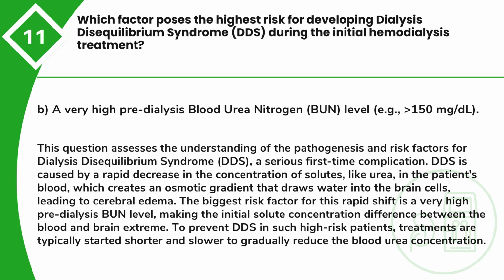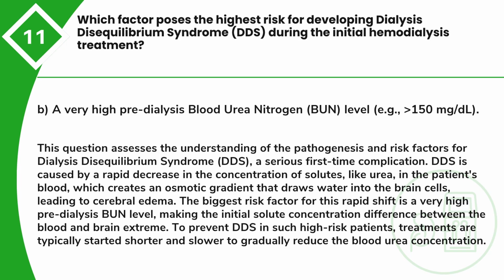Answer: B. A very high pre-dialysis blood urea nitrogen (BUN) level, e.g., greater than 150 milligrams per deciliter. This question assesses the understanding of the pathogenesis and risk factors for dialysis disequilibrium syndrome (DDS), a serious first-time complication. DDS is caused by a rapid decrease in the concentration of solutes, like urea, in the patient's blood, which creates an osmotic gradient that draws water into the brain cells, leading to cerebral edema.